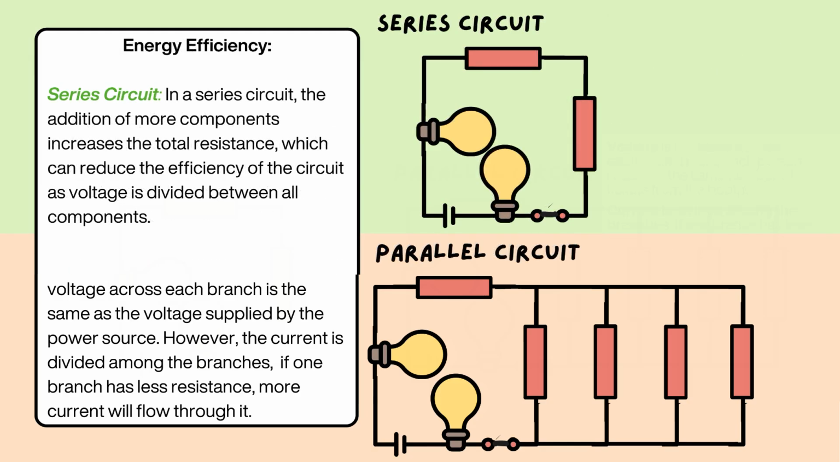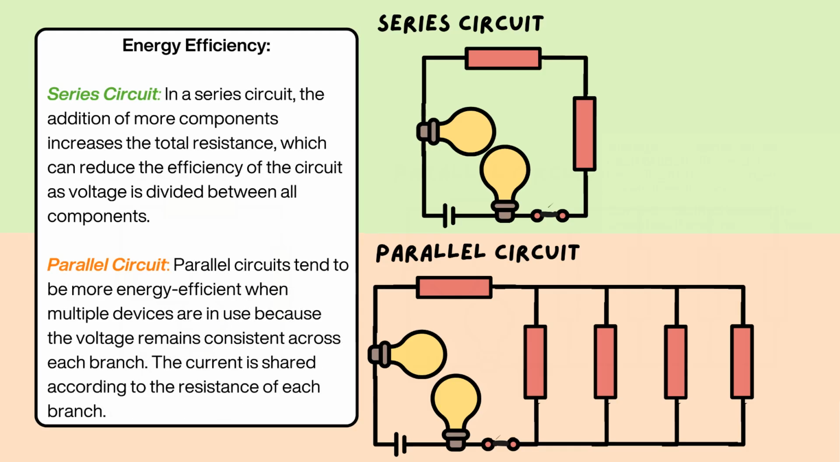In a series circuit, the addition of more components increases the total resistance, which can reduce the efficiency of the circuit. This is because the voltage is divided among all the components, potentially leading to weaker performance, especially as more components are added. Parallel circuits tend to be more energy efficient when multiple devices are in use because the voltage remains consistent across each branch. The current is shared according to the resistance of each branch, which allows for more efficient distribution of power, especially in larger systems like home wiring or industrial applications.